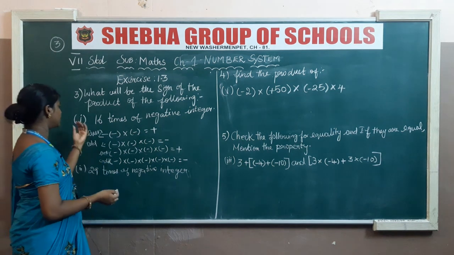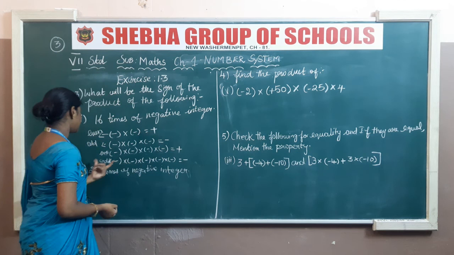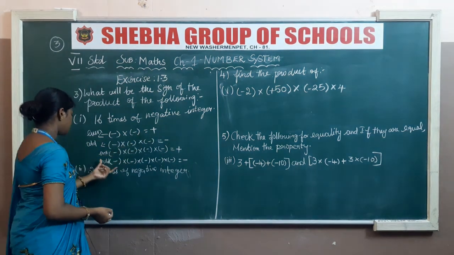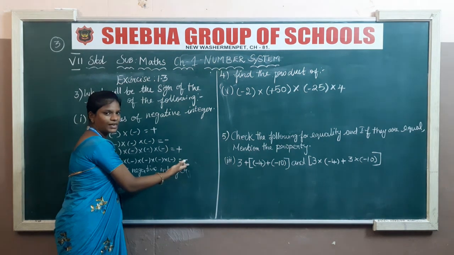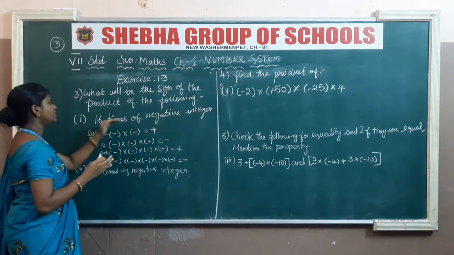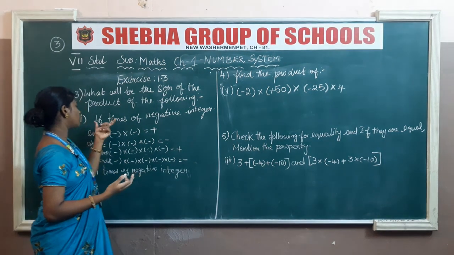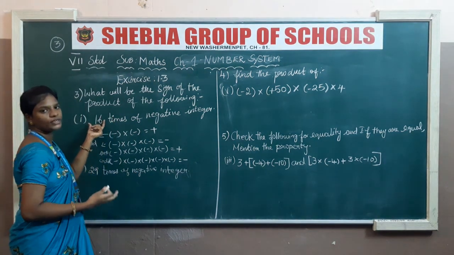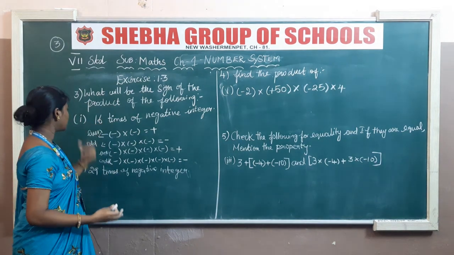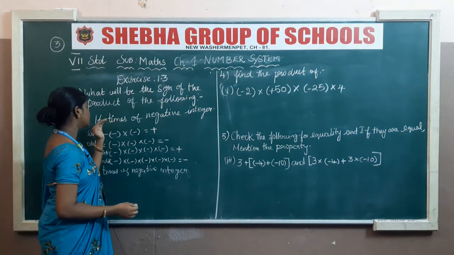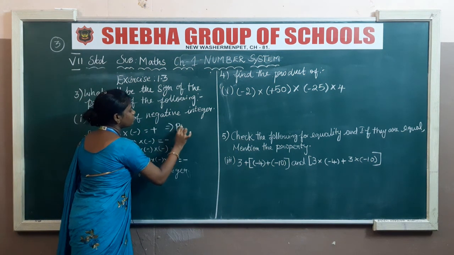So, இப்போ வந்து evenல வரும்போது the value is positive. Then oddல வரும்போது the value is negative. So 16 times of negative integers, what will we do? Okay, 16 is even or odd number? 16 is obviously the even number. So the 16 times of negative integer is definitely positive.